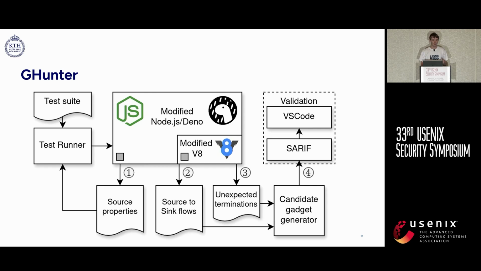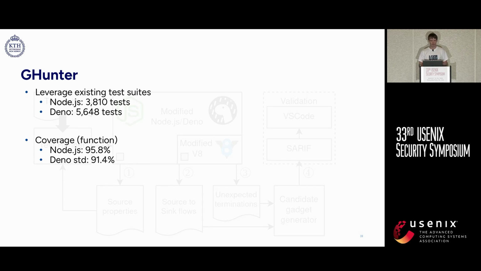So how do we do this? Well, we built GHunter, which is a tool for semi-automatically finding these gadgets. Fundamentally, our approach is driven by the pre-existing test suites of the runtimes. To give you an idea of scale here, the Node.js test suite is almost 4,000 tests big, and the Deno test suite is about 5,500 tests big. For both runtimes, we achieve over 90% function coverage, meaning that most of the APIs in these runtimes are covered by our approach.